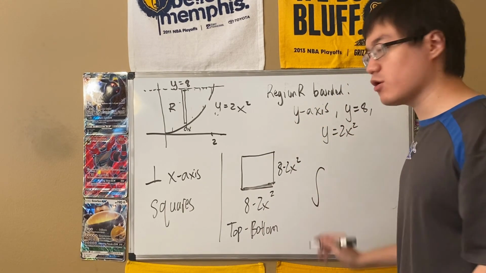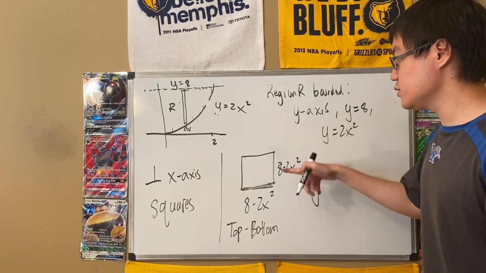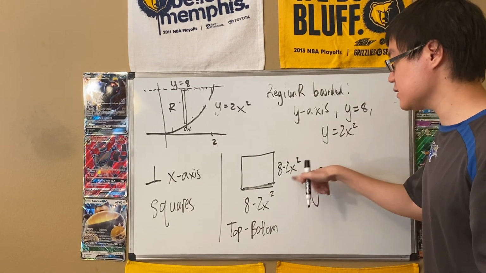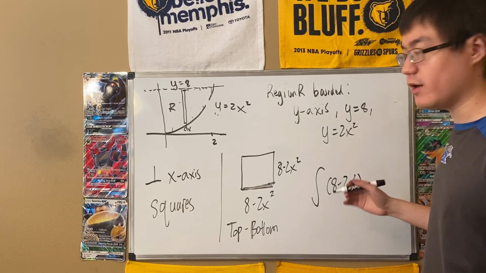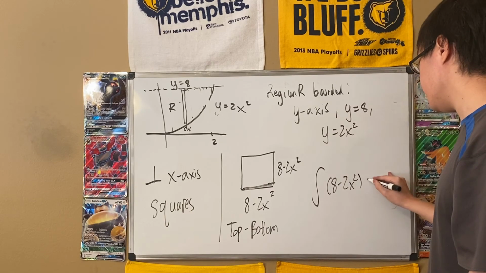Finally, what you do is you integrate the area of the shape. So what's the area of the shape? Again, it's this times this. So you can write it as 8 minus 2x squared. You can write it squared, or if you want to write it as base times height, you can write it like that.